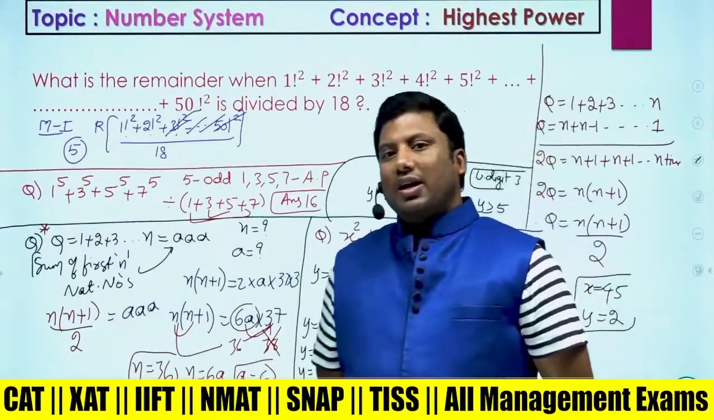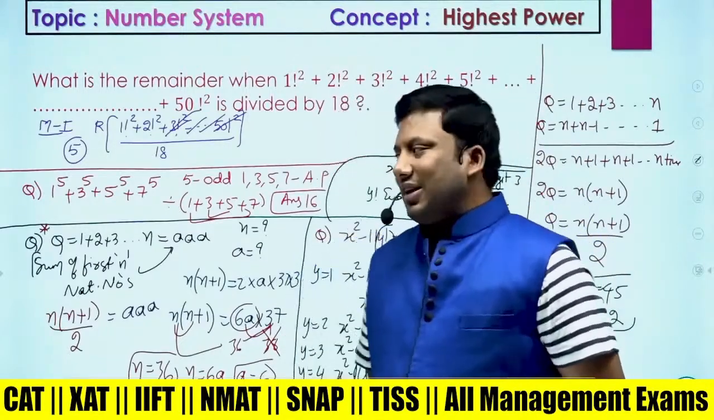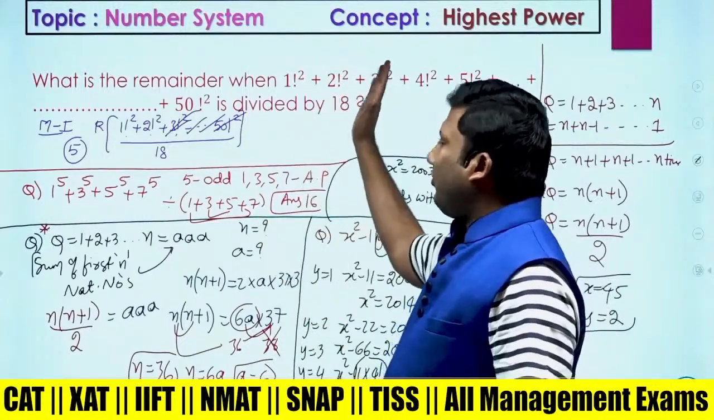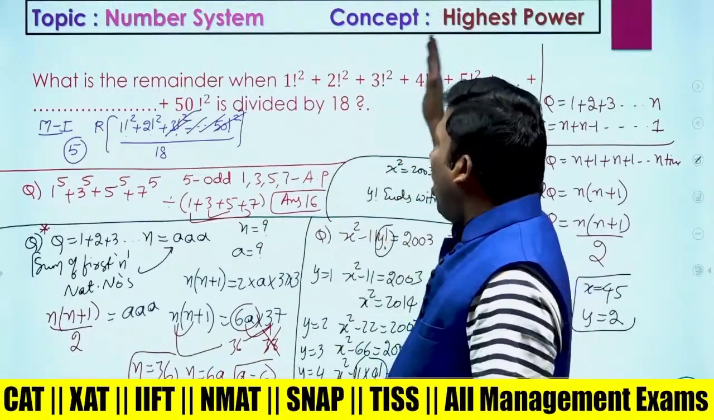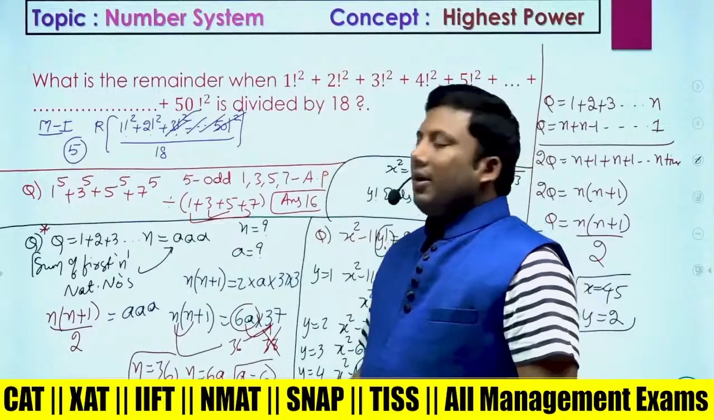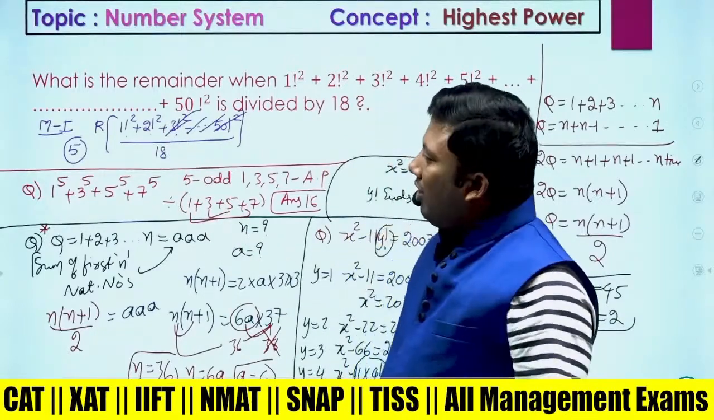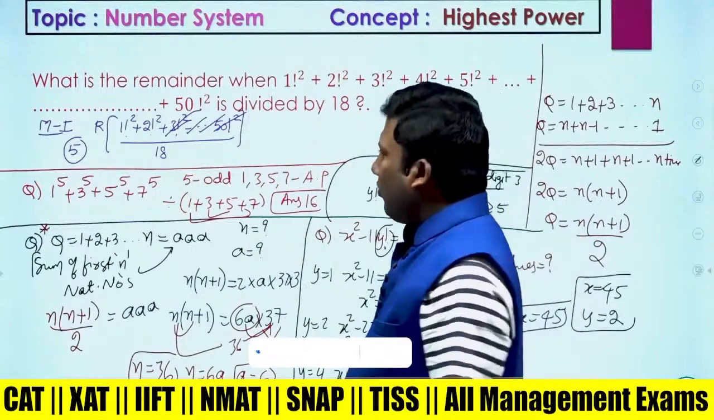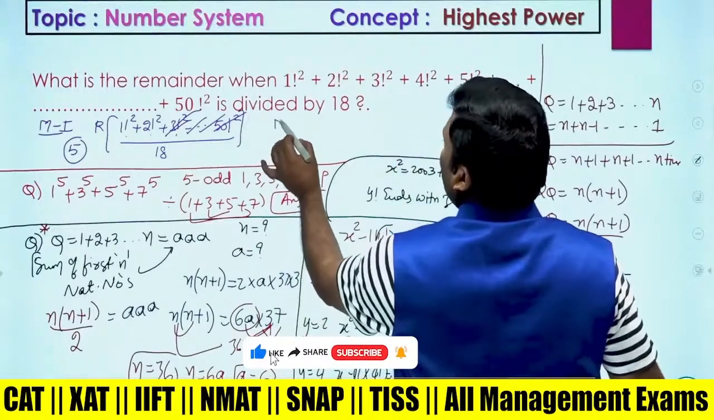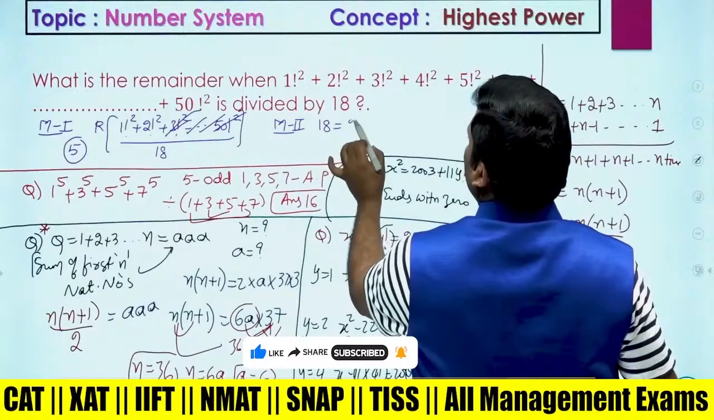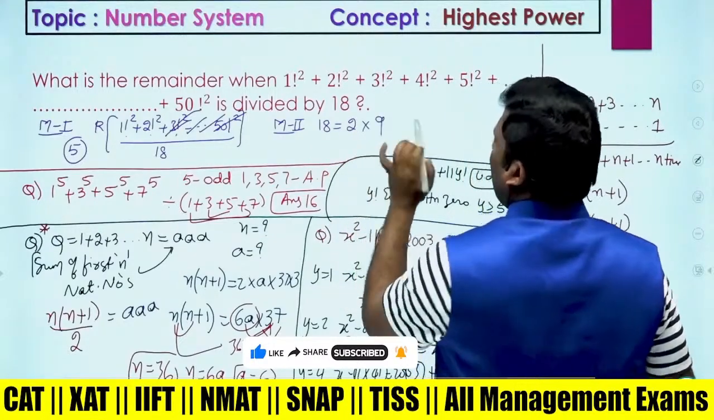Again, I am repeating. 3 factorial is 6. 6 square is 36. 36 is a multiple of 18. So from 3 factorial onwards, all are divisible by 18. 2 factorial is 2, 2 square is 4, 4 plus 1 is 5. This is one way.